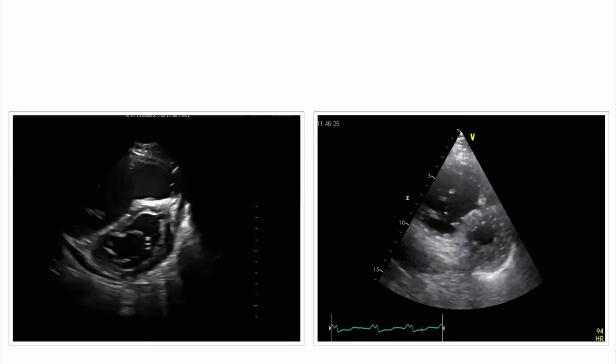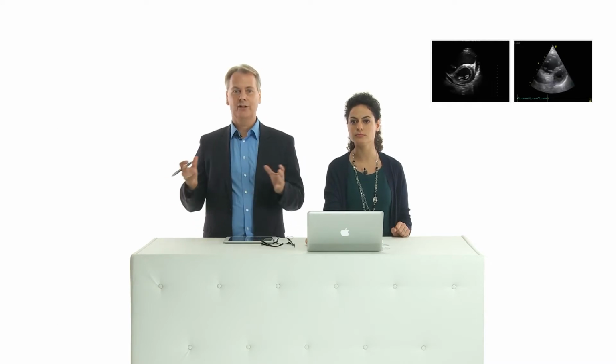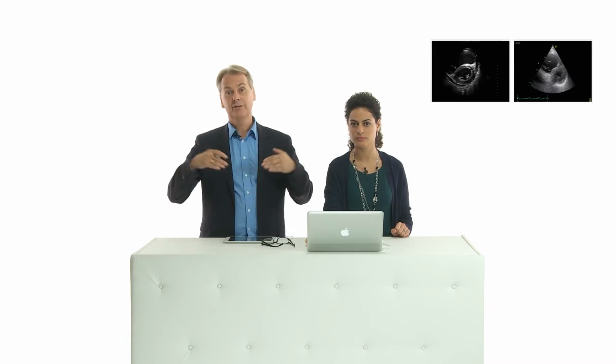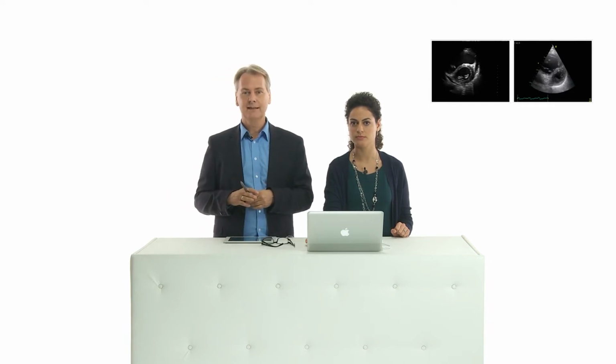So the key message here is that the D shape can have all sorts of severities. It can be very discrete, but it can also be very massive. And it correlates quite nicely with the pressure in the right ventricle, but not always. But for you to remember, look at the shape of the left ventricle. If it's not round, but more in a D shape, suspect a disease of the right ventricle, most likely pressure, but it sometimes can also be volume overload.